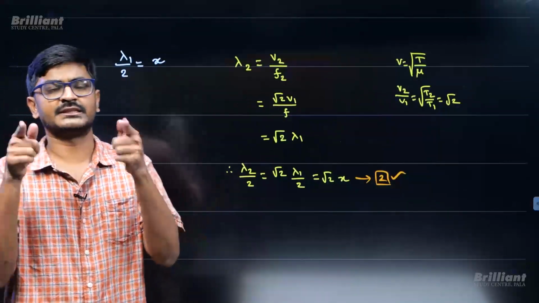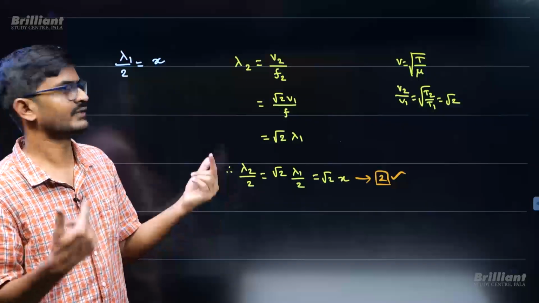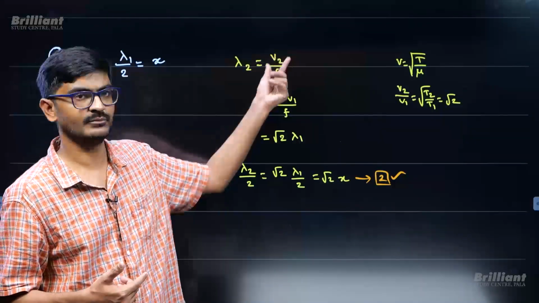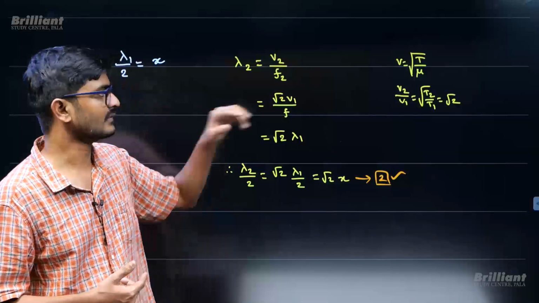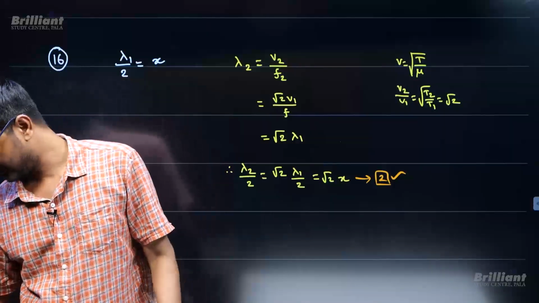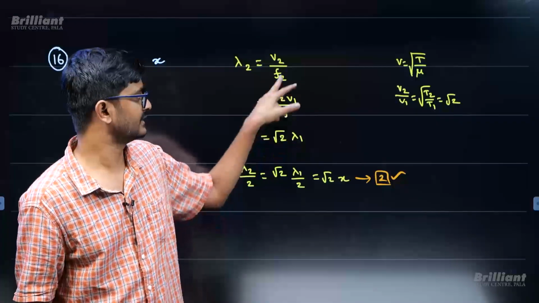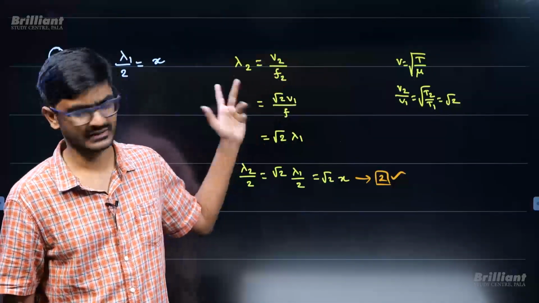So distance between two consecutive nodes is lambda by 2. In the first case, lambda 1 by 2 is given as x. Now in the second case, lambda 2 will be v2 by f2. We know v equals root of T by mu. If the frequency of the standing wave is kept unchanged, so I am putting it as f only, that is you can assume it as f1.